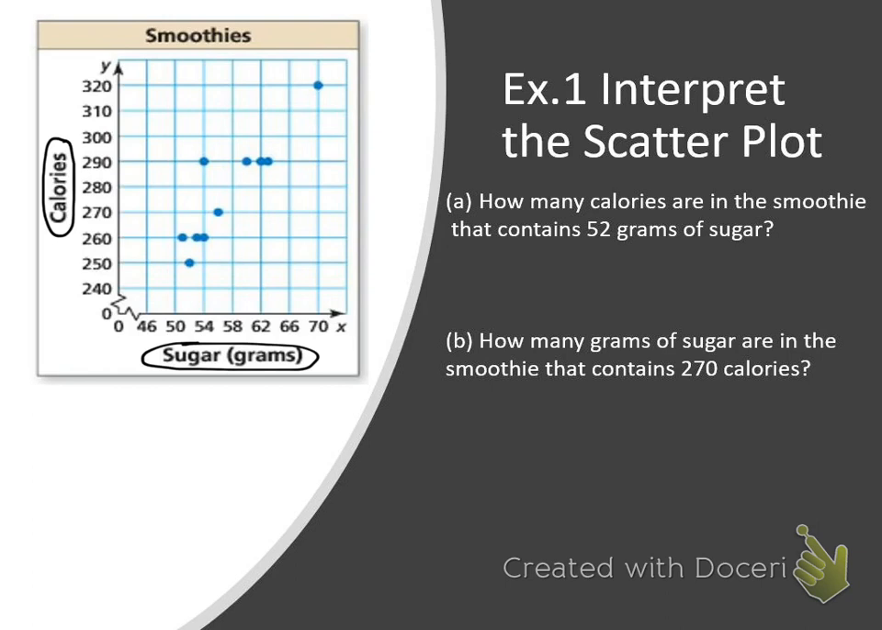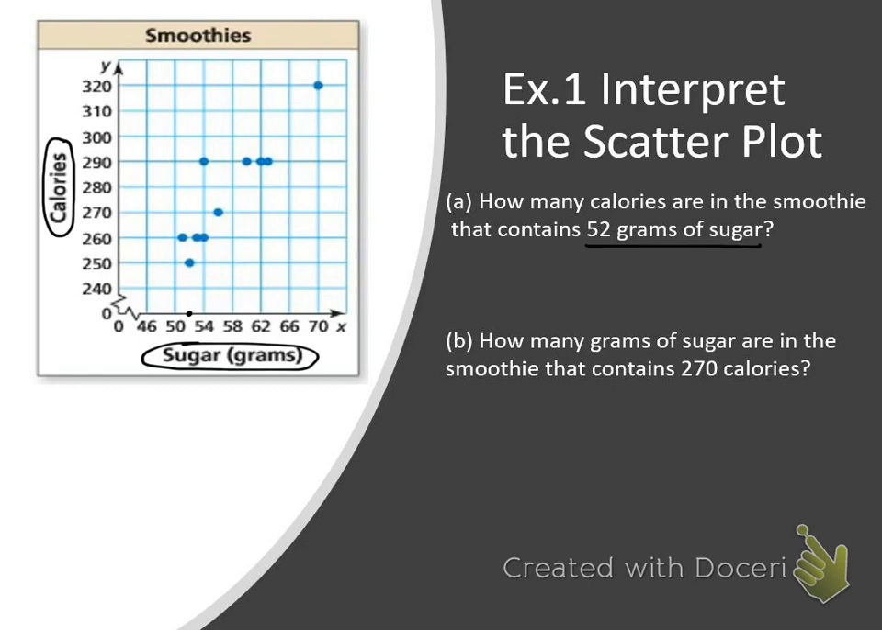Now, let's go look at the question. Question number 1 says, how many calories are in the smoothie that contains 52 grams of sugar? So 52 grams of sugar. Yasmin, the sugar, is that the x-axis or is that the y-axis? So we have to find 52 on the x-axis. And if we do that, we're going to notice it falls right here. We're going to guess right between the 50 and the 54.